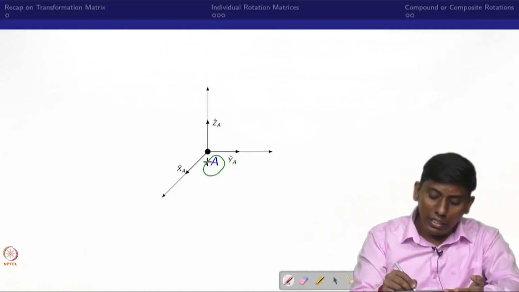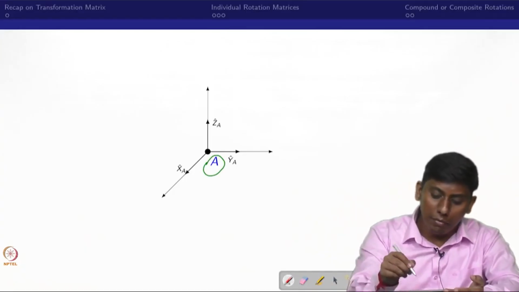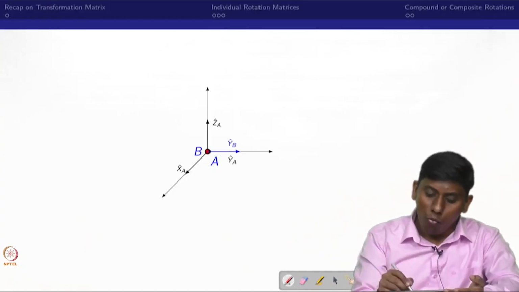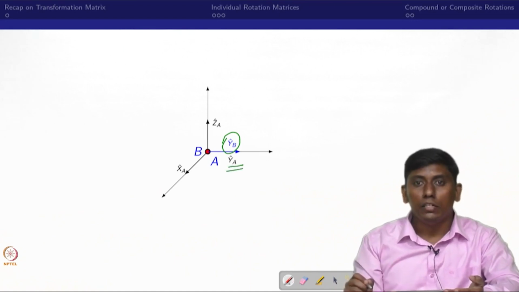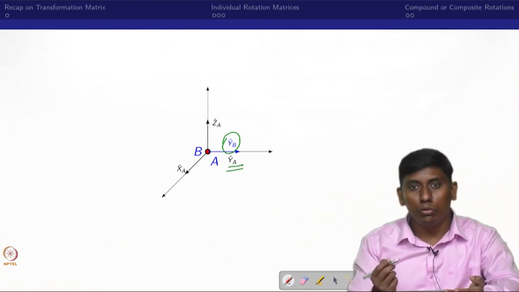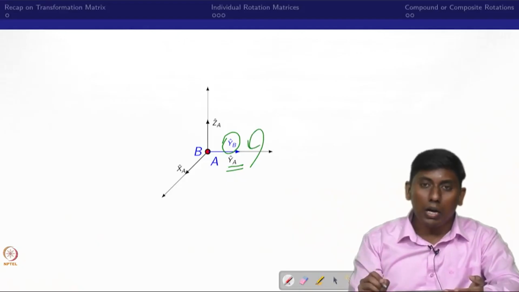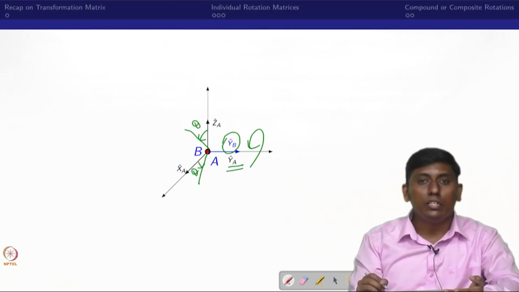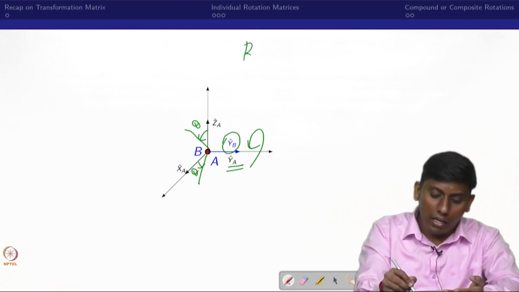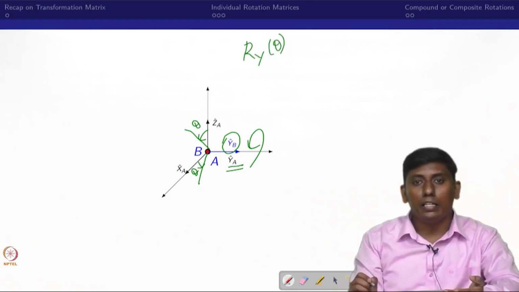Now we can see that the A frame is given. The B frame has come in such a way that the YB axis coincides with the YA axis. Now if I rotate with respect to this axis, this would rotate like this. I call this angle theta. So this theta angle I can write as RZ, sorry, RY of theta. Can I write it? Yes.